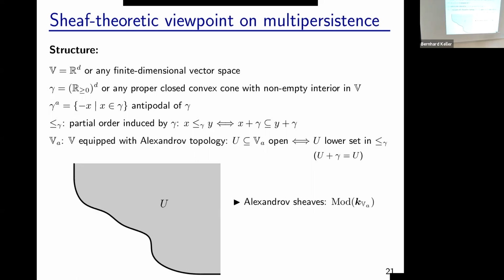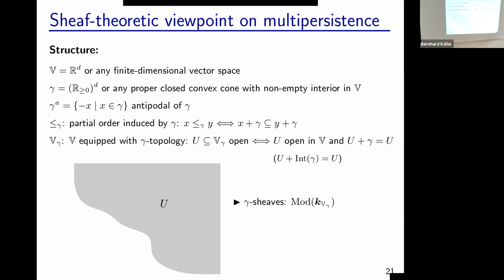So now comes another topology that we're going to put on R^d. It's the Alexandrov topology, the one that is given by the order. Basically, an open set is a lower set in this order, so it's a set that is stable under taking sums with gamma. And the sheaves over that space are going to be the Alexandrov sheaves, and this is the shorthand for it. And finally, I'm going to use the gamma topology.